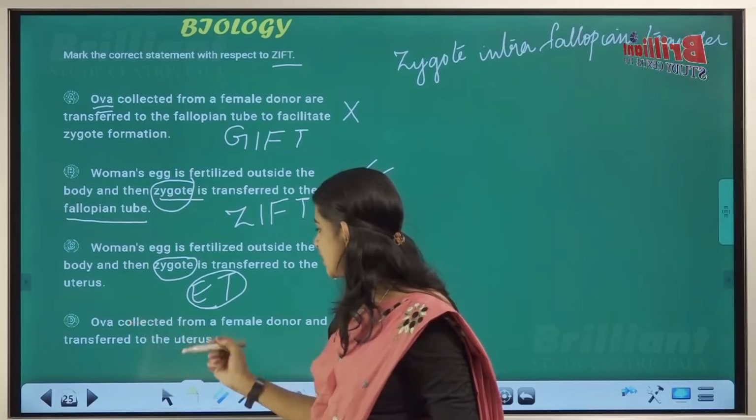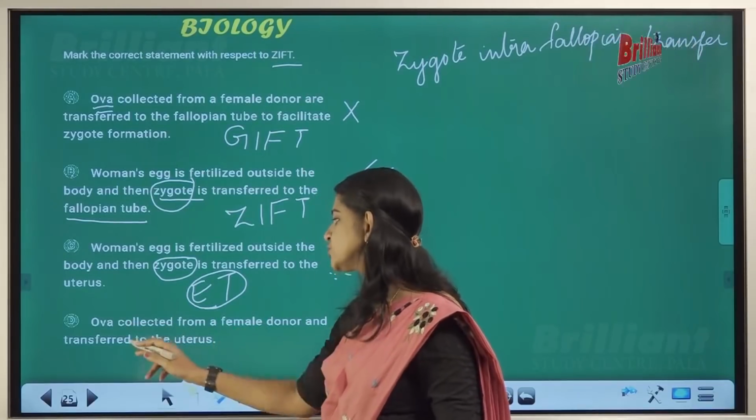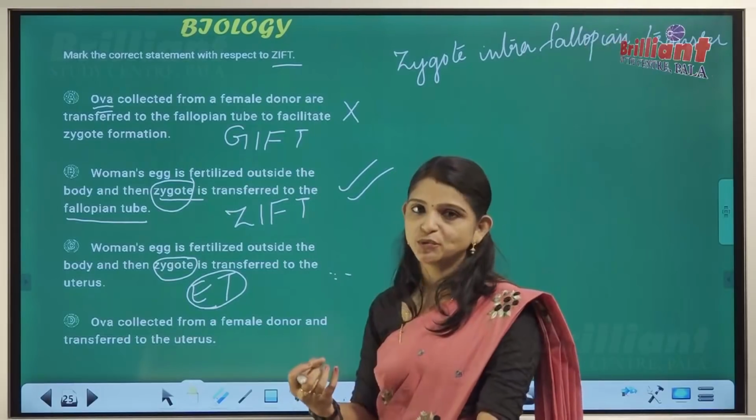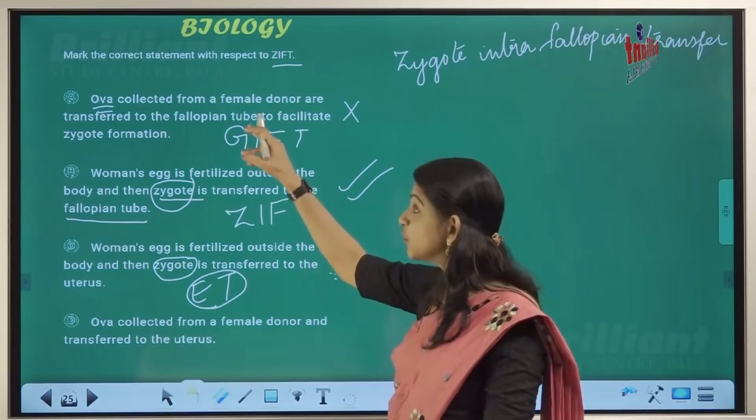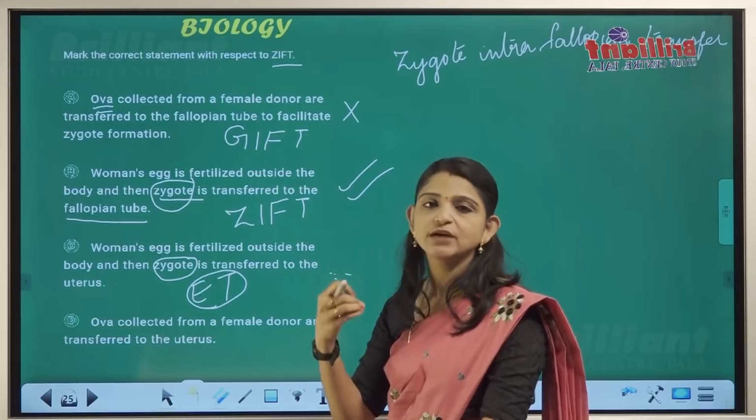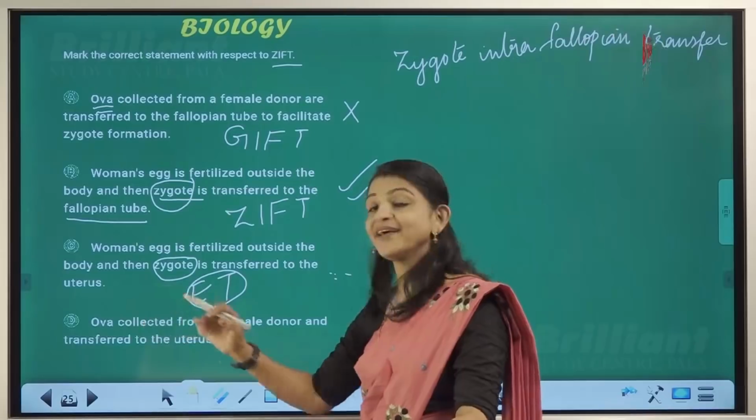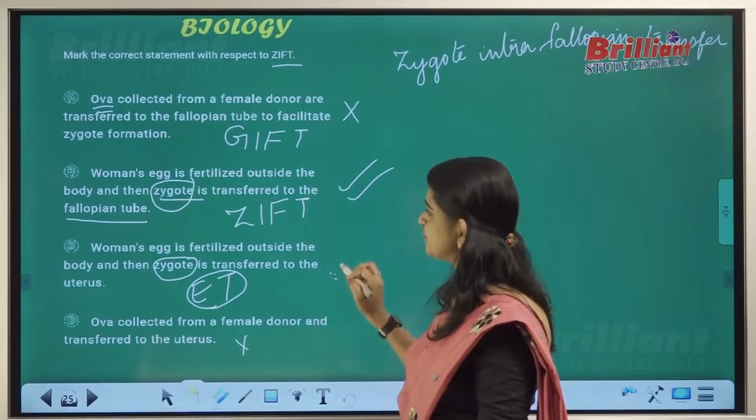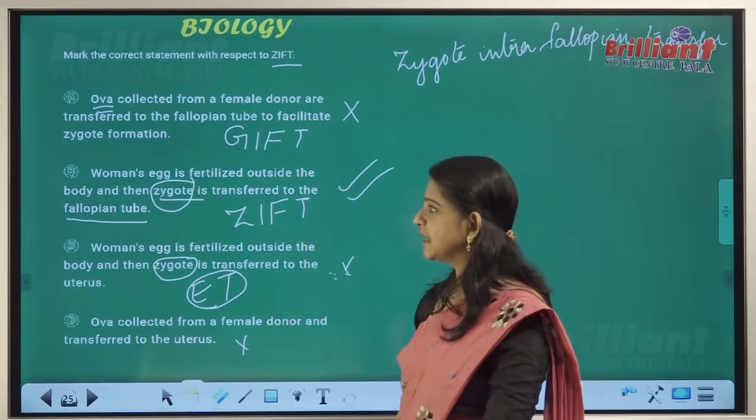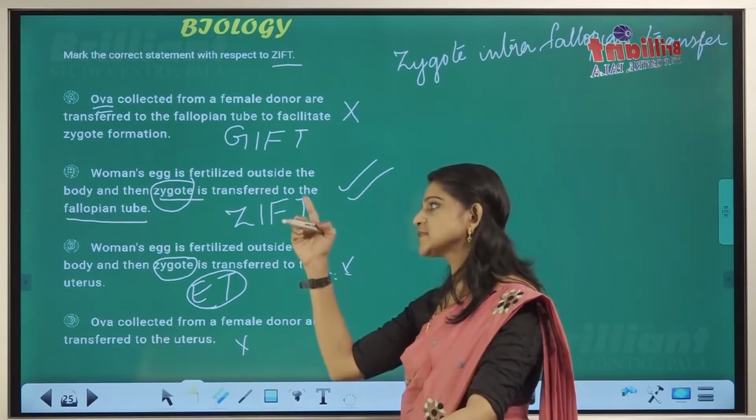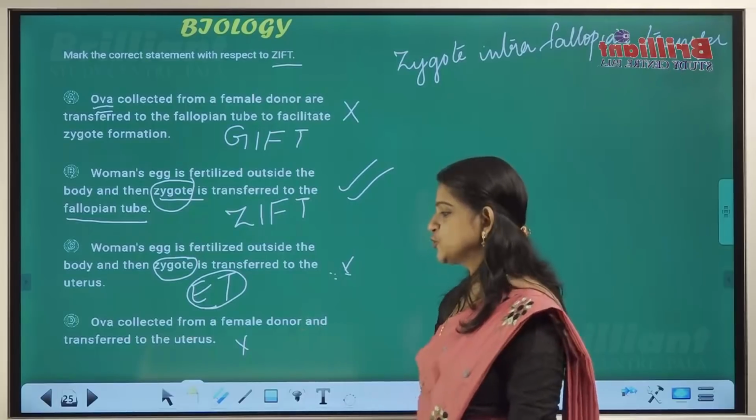Next one, ova collected from a female donor and transferred to the uterus. We cannot transfer ova to the uterus. When we are looking into the structure, the fallopian tube is the place where fertilization takes place. So we cannot transfer ova into the uterus. That is also wrong. So here the answer is egg is fertilized outside the body and zygote is transferred into the fallopian tube. Next one.